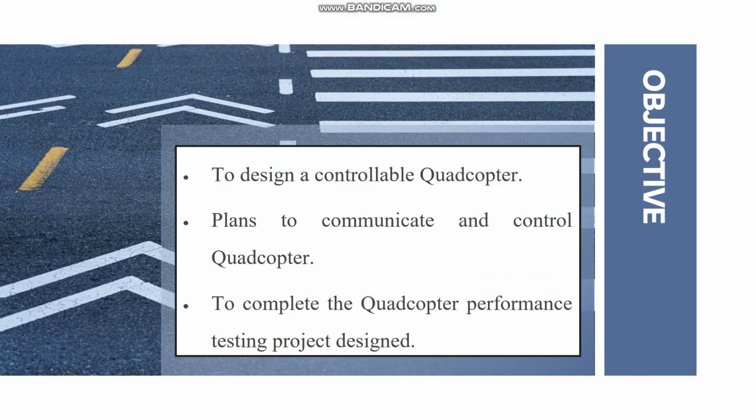The objective of the RC quadcopter for civilian project is to design a controllable quadcopter. Next, plan to communicate and control the quadcopter and complete the quadcopter performance testing of the project design.